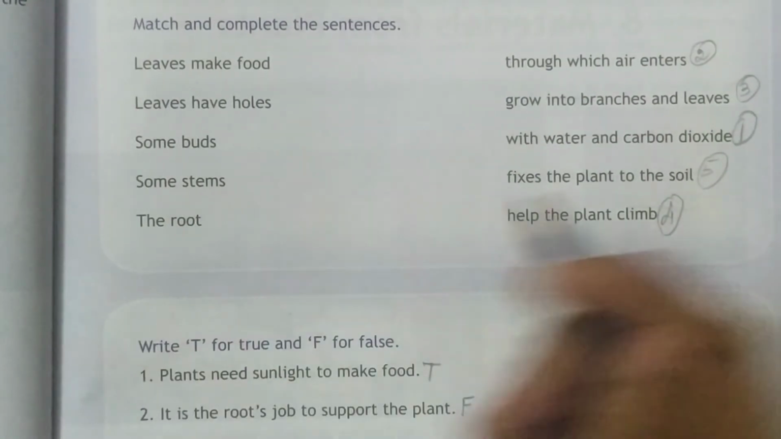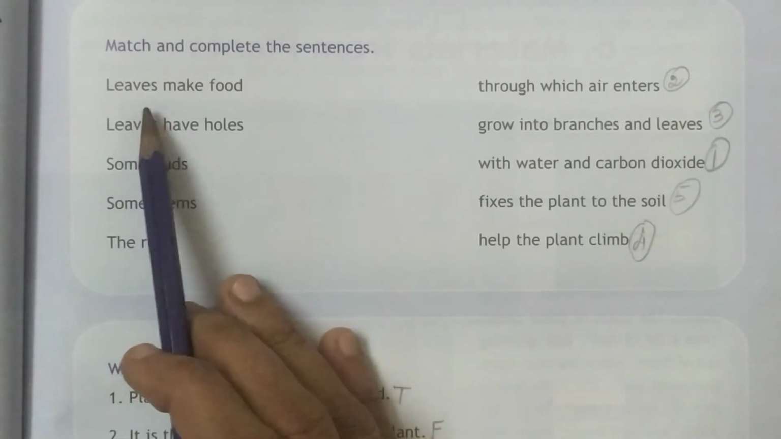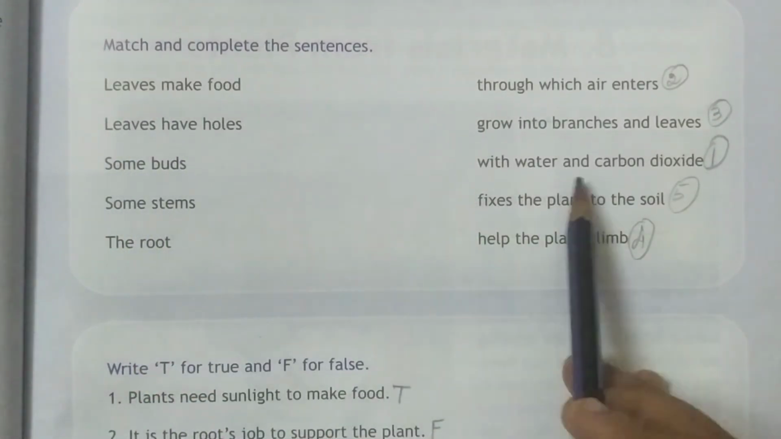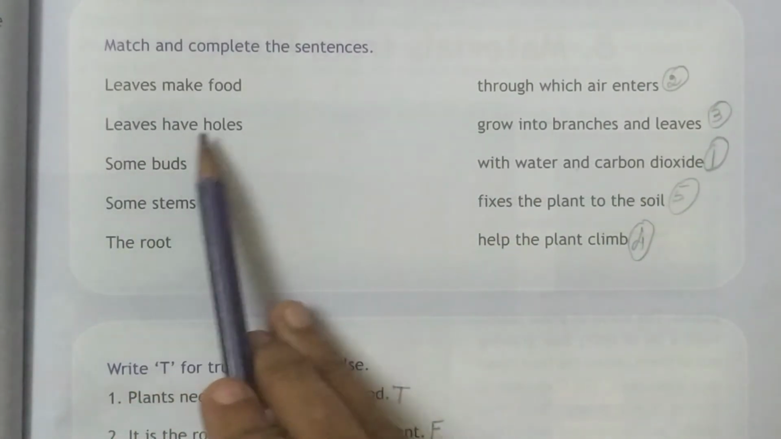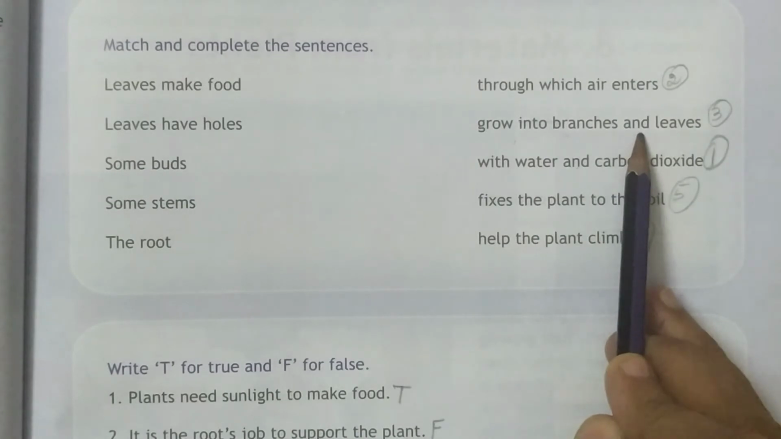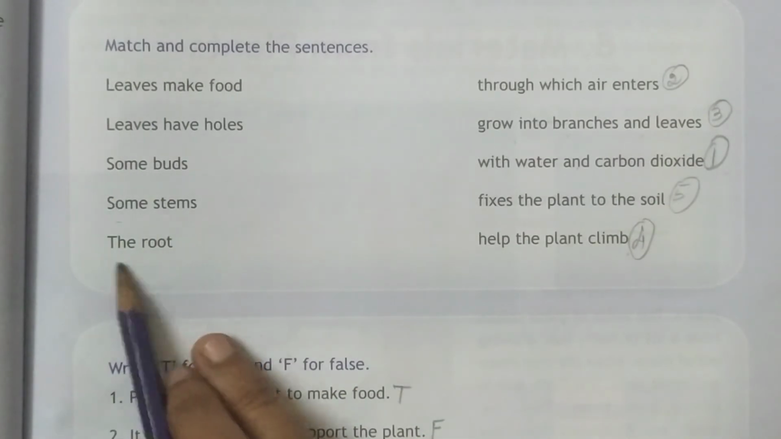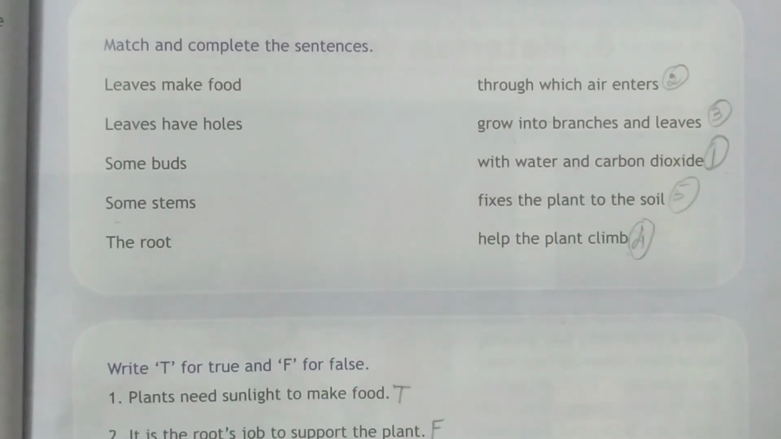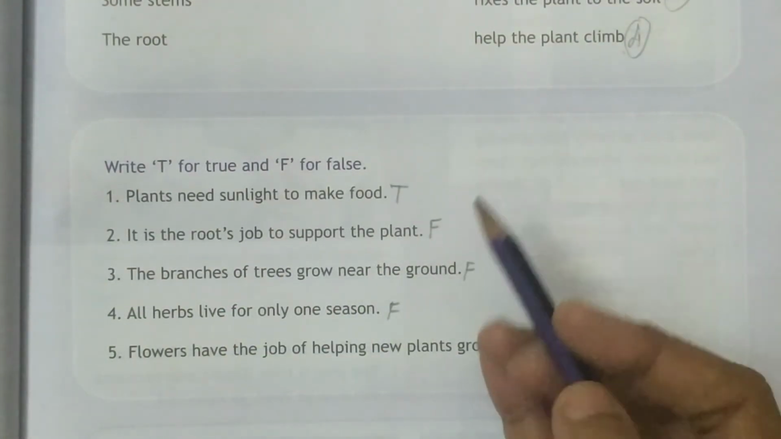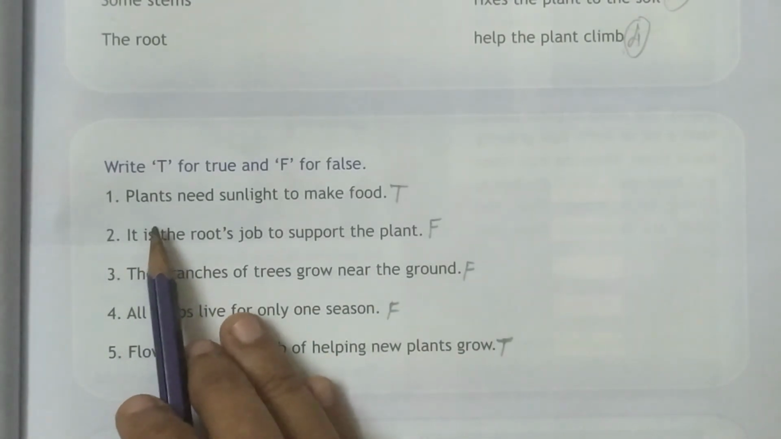Children, now we have a matching exercise. Just recall whatever you have learned. Leaves make food with water and carbon dioxide. Leaves have holes through which air enters. Some buds grow into branches and leaves. Some stems help the plant climb, and the root fixes the plant to the soil. This is just to recall what you have learned. I know you have all marked it and learned it. We go through all these things to prepare well for your half-yearly exam.